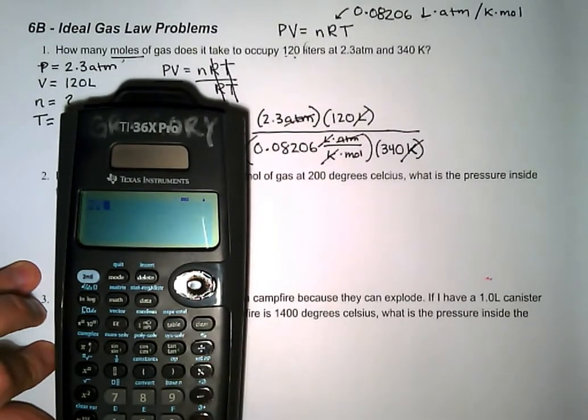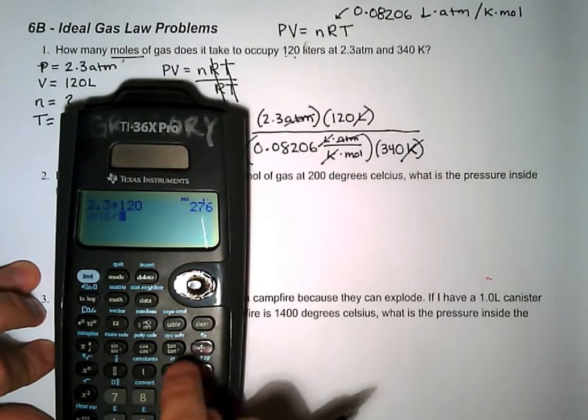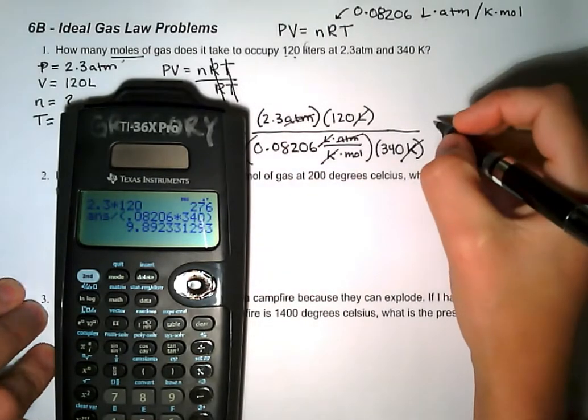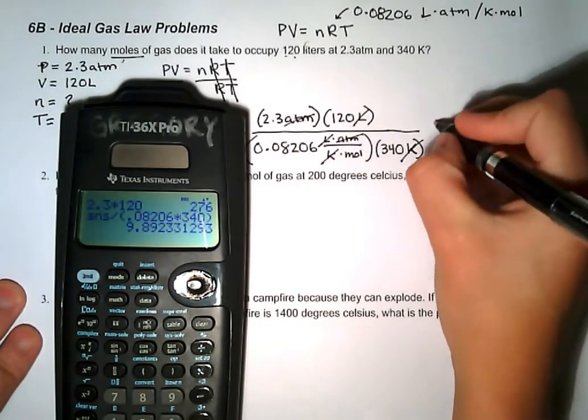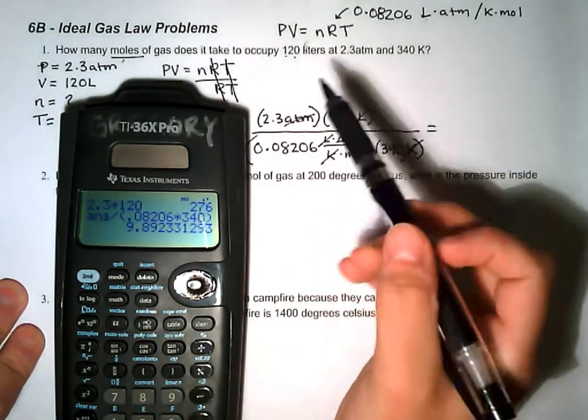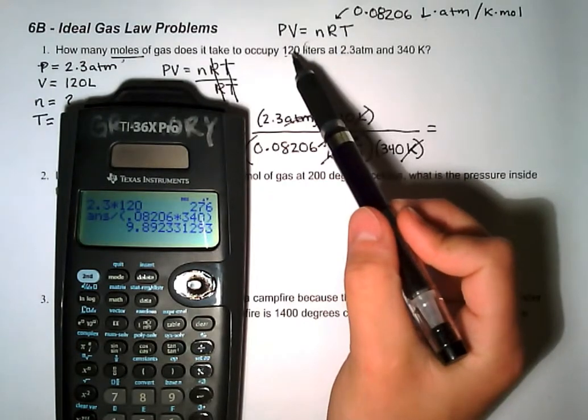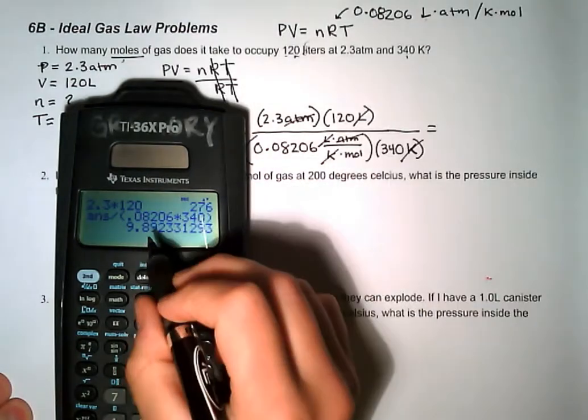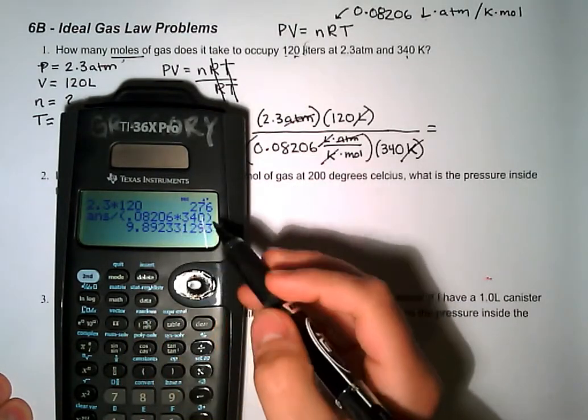So now let's plug this literally into our calculator. We have 2.3 times 120, hit enter, and then I'm going to do divided by, and I'm going to put my denominator in parentheses, 0.08206 times 340, close parentheses, hit enter, and I got 9.89. Looking at significant figures in my values, I see that this has 2, 2, and 2 significant figures. I'm going to round my answer to 2 significant figures as well.